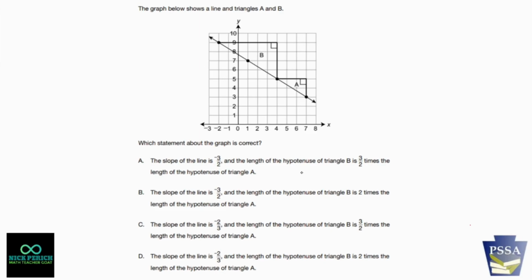So this is what we need to do. We need to do two things. We need to find A, the slope, and then B, compare the length of the hypotenuse from B to A. All right, I can do this.